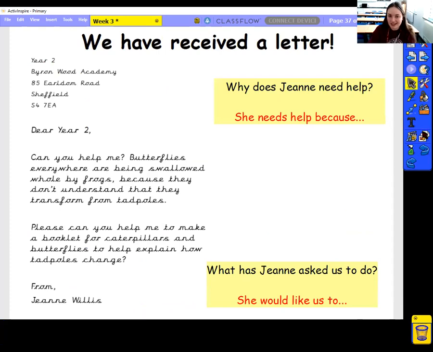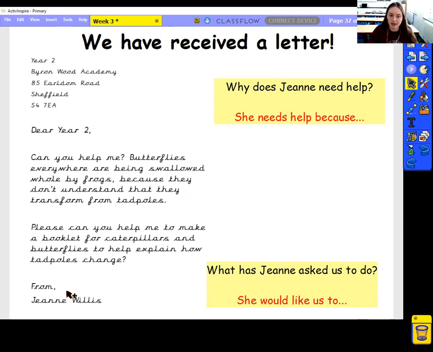We have been given a letter at school, and it's from the lady who wrote the Tadpole's Promise book. We're going to read it, and I need you to listen carefully because I'm going to ask you some questions after, so make sure you've got your best listening ears switched on. Dear Year 2, can you help me? Butterflies everywhere are being swallowed whole by frogs because they don't understand that they transform from tadpoles. Please can you help me to make a booklet for caterpillars and butterflies to help explain how tadpoles changed? From Jeanne Willis, the lady who wrote the book.